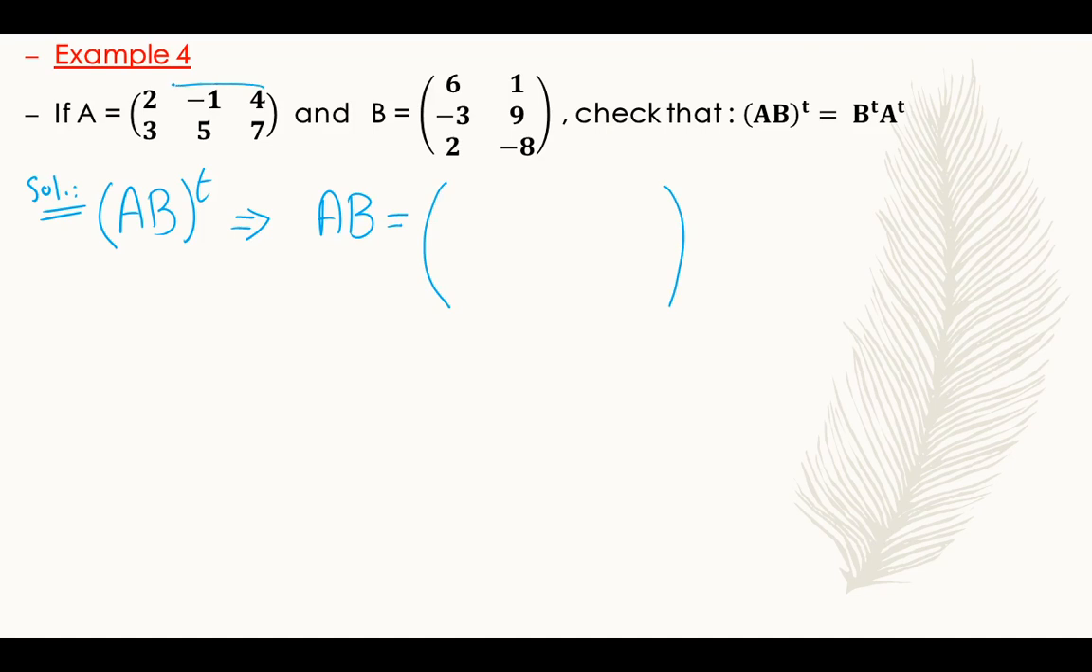Multiply here the first row by the first column. 2 times 6 equals 12. Negative 1 times negative 3, it will be positive 3. 4 times 2 equals 8. Multiply the first row by the second column. 2 times 1 equals 2. Negative 1 times 9, negative 9. And the last one will be 4 times negative 8, which equals negative 32. Okay, let's erase this bracket.